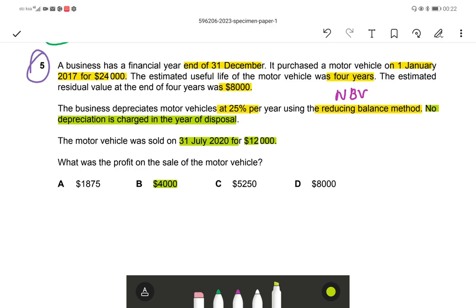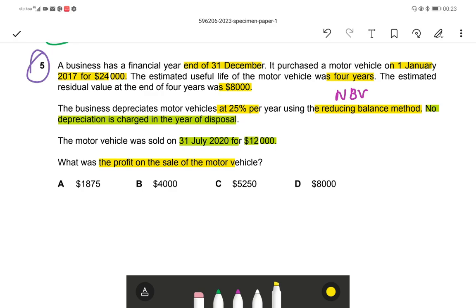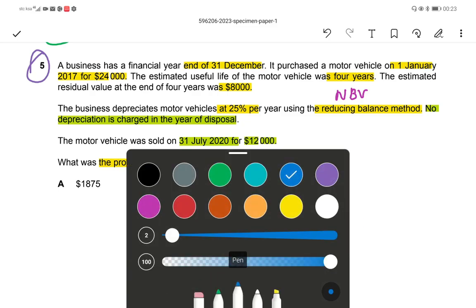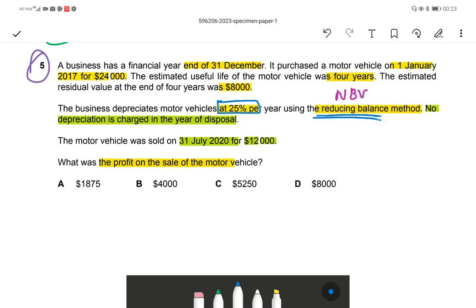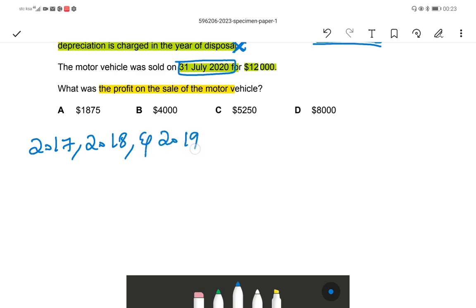We have to calculate the profit on sale of the motor vehicle. So first we have to find the net book value of the motor vehicle. They are given the depreciation percentage, 25%, reducing balance method. So on 1st January 2017 they purchased, and they sold in July 2020. In 2020, the disposal year, no depreciation. So we have to calculate the depreciation for 2017, 2018 and 2019. So we have to calculate only 3 years of depreciation.